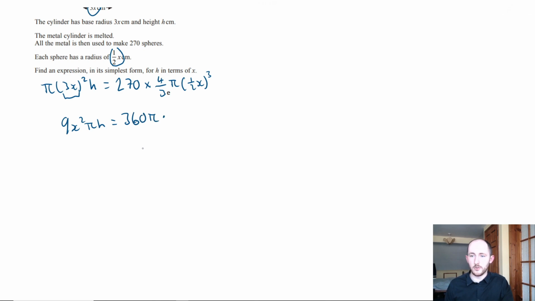A half cubed is going to be 1 over 8 because 2 cubed is 8. X cubed, okay? And now the next thing I'm going to do is cancel a pi from both sides because there's a pi in all of the terms. The next thing I can do is cancel out x squared from both sides. So divide both sides by pi, divide both sides by x squared. So now I have 9h equals 360 over 8.